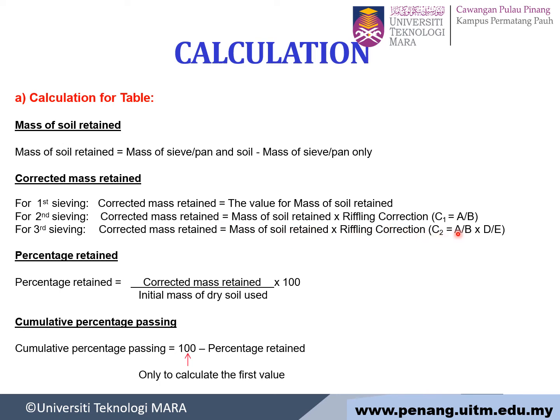For refilling correction, you have to use A over B times D over E. Alright, so percentage retained is corrected mass retained divided by initial mass of dry soil used times 100. This is what I'm talking about. Cumulative percentage passing is 100% minus percentage retained. Okay, this one is only used to calculate the first value, and then you have to refer to what I'm talking about just now.